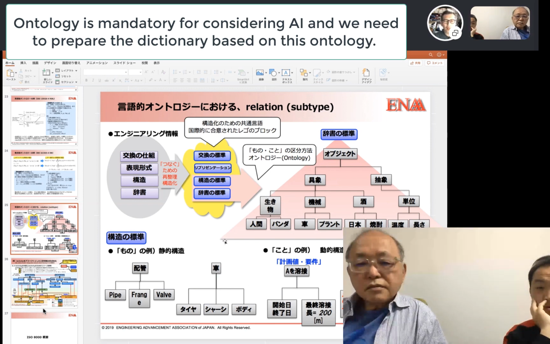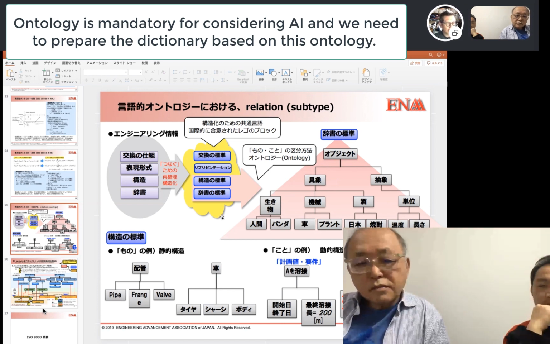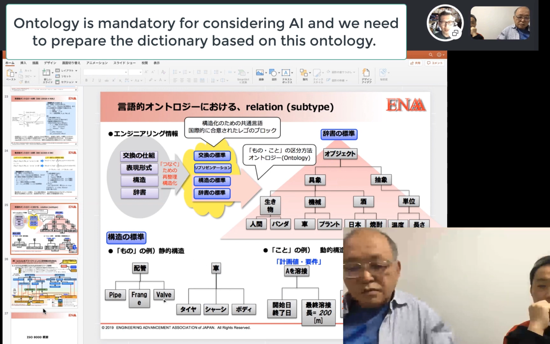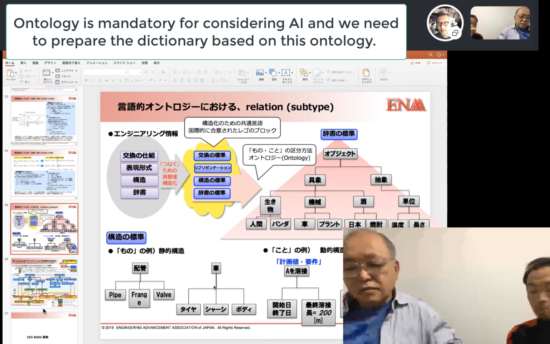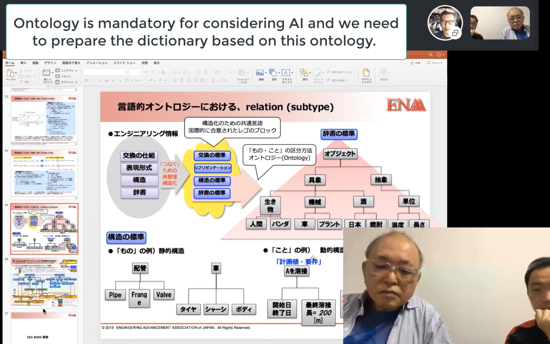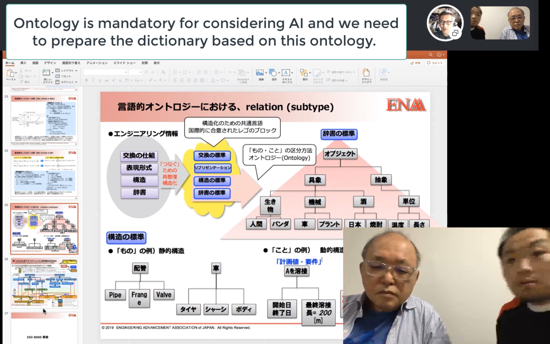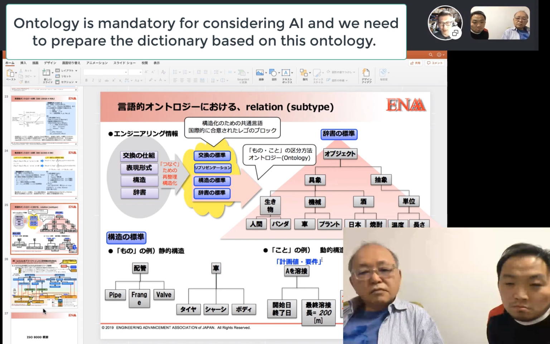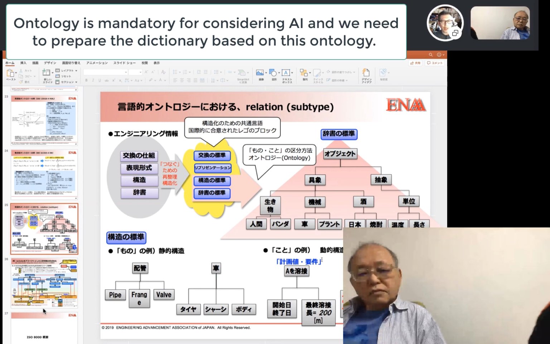So if we are going to prepare some sort of a dictionary, we have to categorize things or objects in at least 2 aspects. One is classification. Another aspect is composition. So based on such kind of idea, if we can prepare the dictionary correctly, then we can also represent the phenomena or activities. Activity means an event which is gradually changing along with the time.